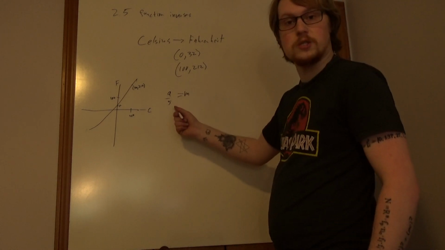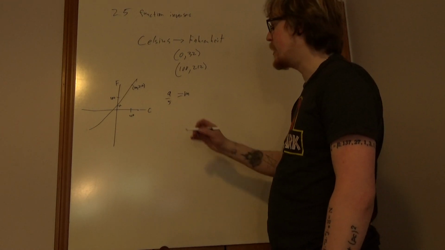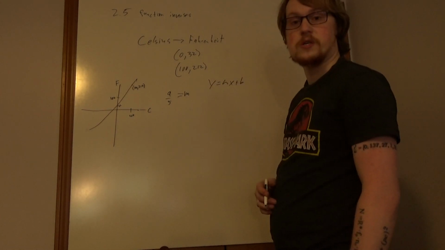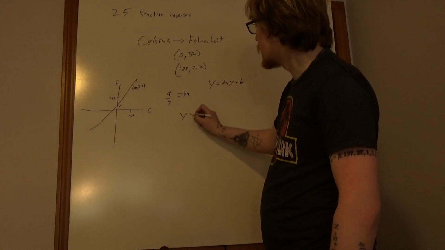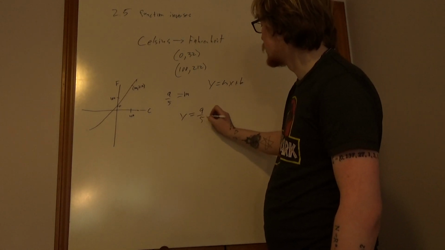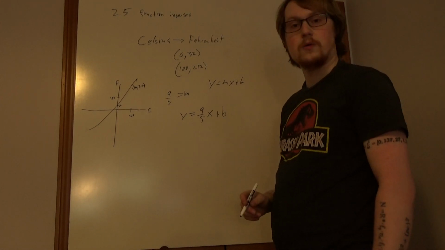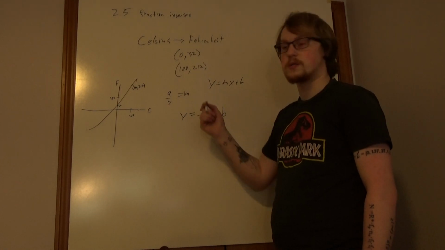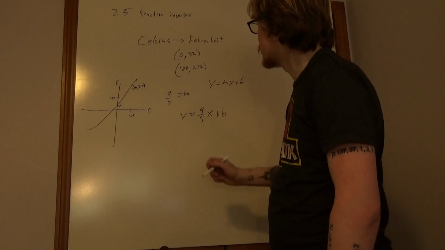So we now know that the slope is 9/5, and now we just need to find the intercept so that we can write this in y equals mx plus b notation. We just found m, so we now know that this is going to be y equals 9/5 x plus b, and to solve for b, all we have to do is use one of these two points and plug in the x and y values. I'm going to use the first one just because it's really easy.